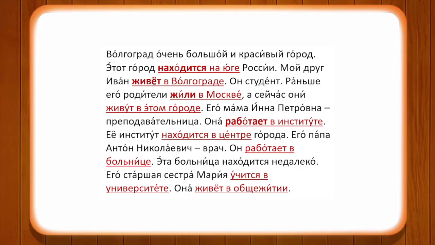Now we will go ahead to the second part of the text and pay attention to some of the important words and expressions. The second part of the text is Она работает в институте. So Она means she. It is indicated for whom? For Inna Petrovna, mother of Ivan. Она работает в институте. Ее институт находится где?